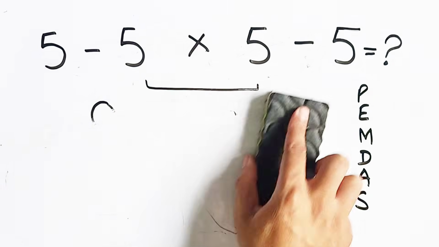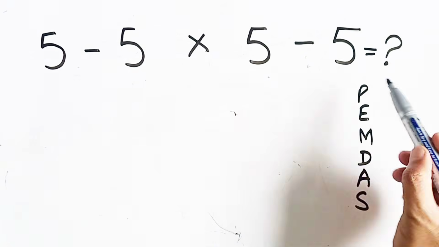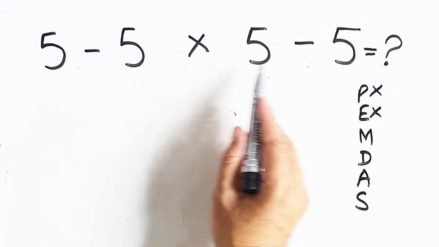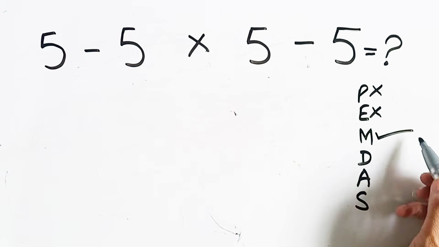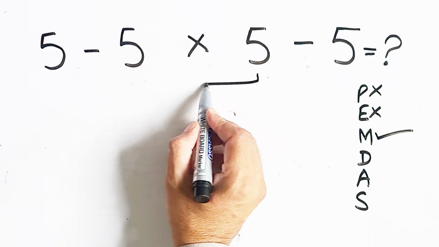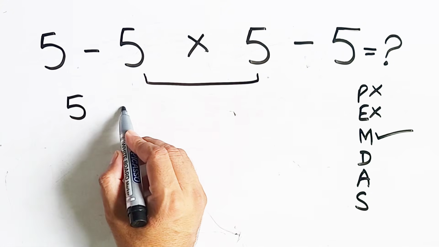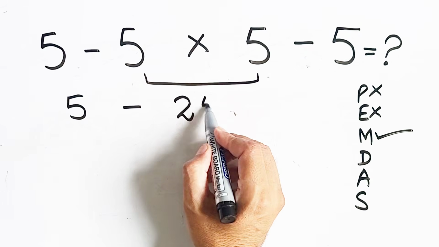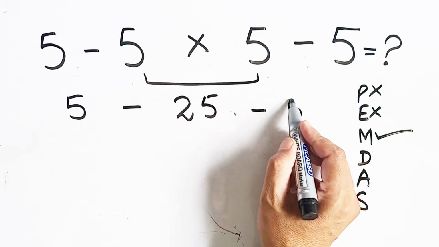It means our first step to handle this question: parentheses, none; exponent, none; so multiplication will be our first step. Here you are looking at multiplication. We will multiply first to get 25, and the rest will be taken as it is.